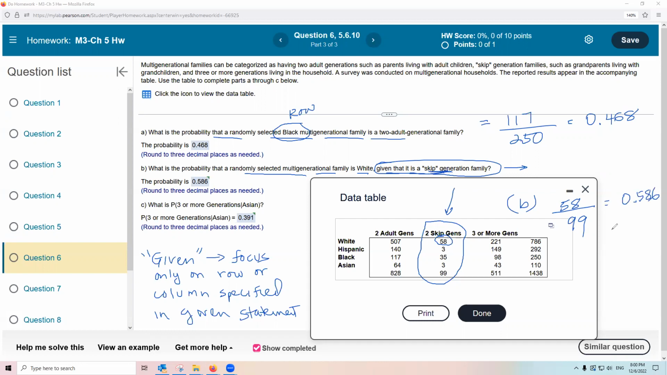So the reason I only focused on this column of two skip generations is that was the given statement I was provided. What that meant is ignore these other columns. I'm only going to use the two skip generation column to answer this question. And they wanted to know, what's the probability of white? So I took 58 divided by the sum of that column, which is 99.